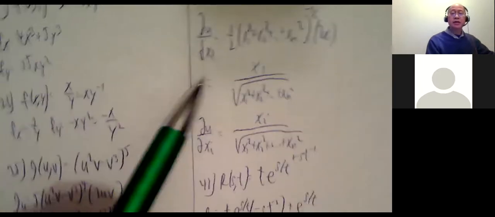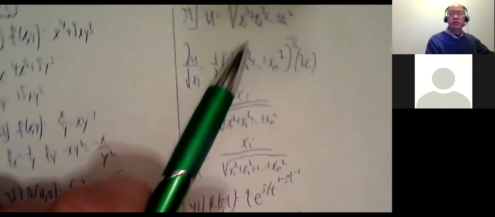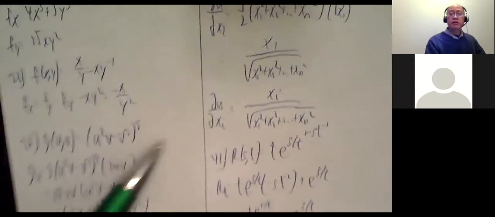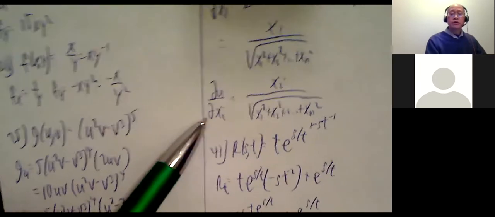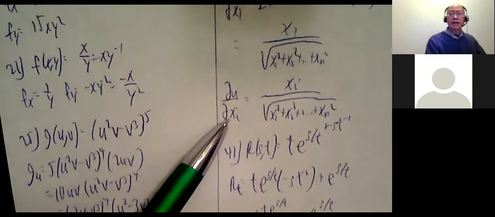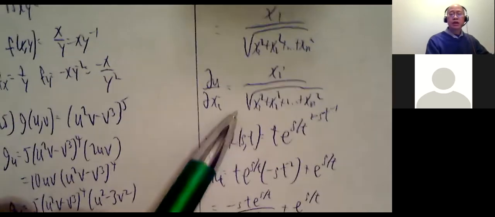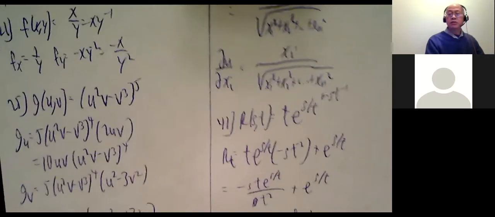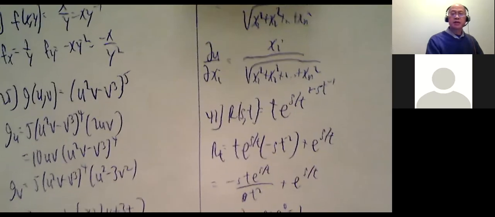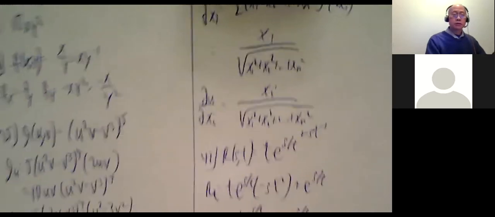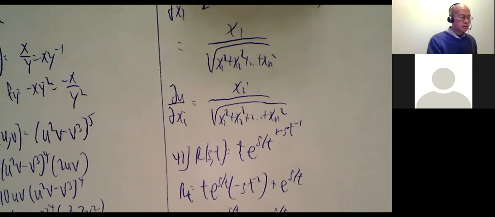You can tell the exact same logic works for every single one of them, x2 and so on. So in general, the partial of u with respect to xi is xi divided by the square root of x1 squared plus x2 squared plus dot dot dot plus xn squared. So that's the derivative in general, it looks like.